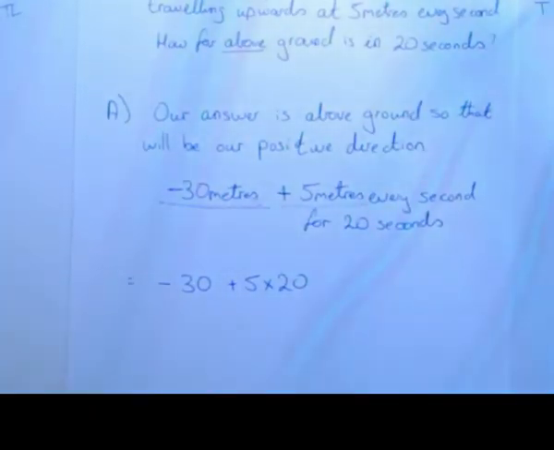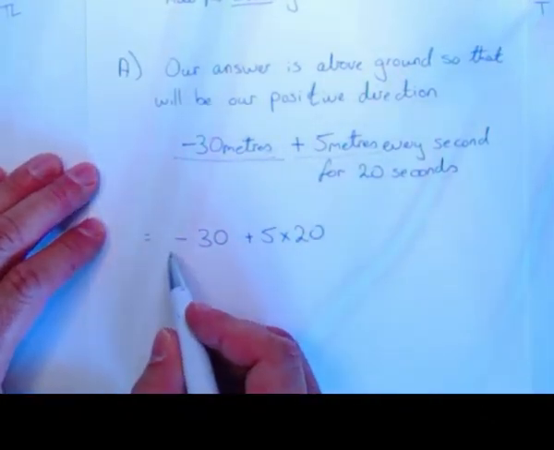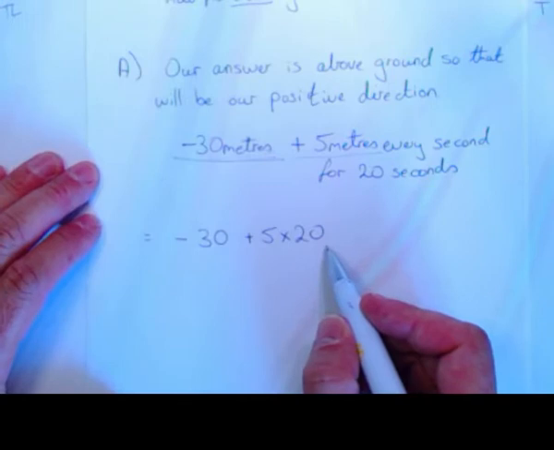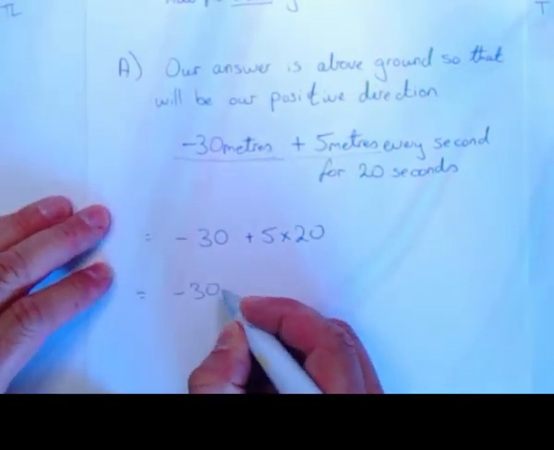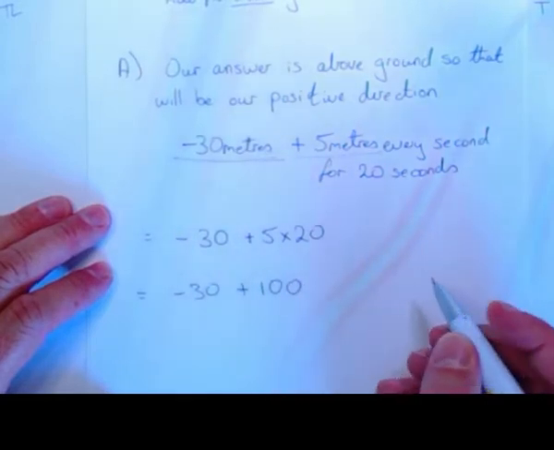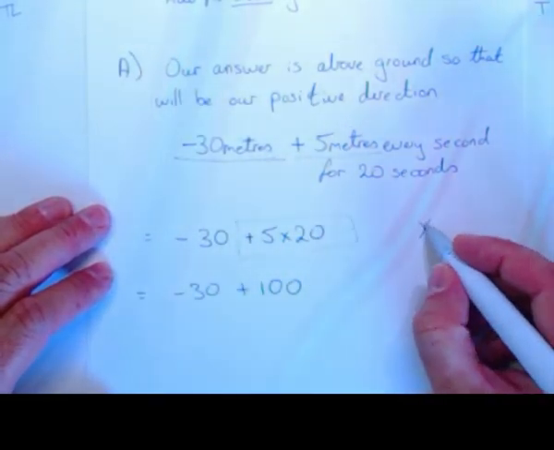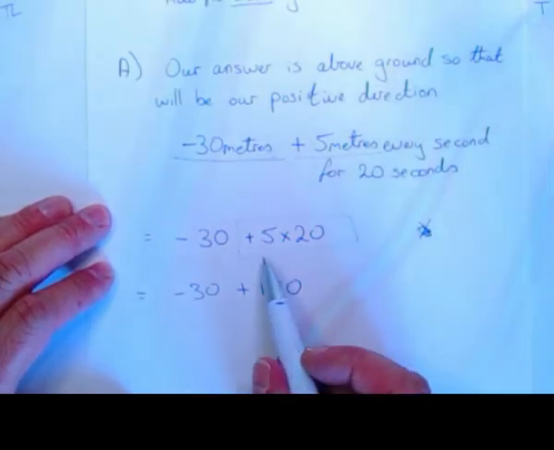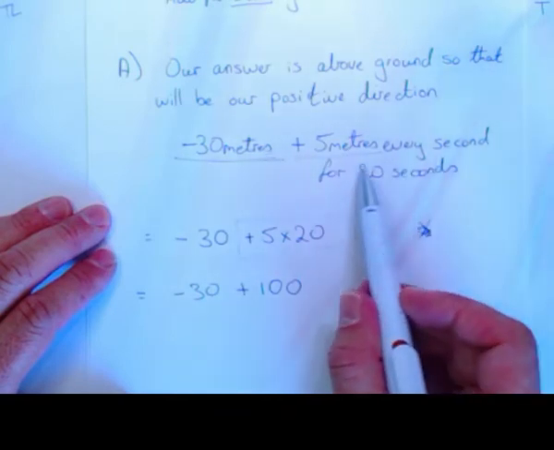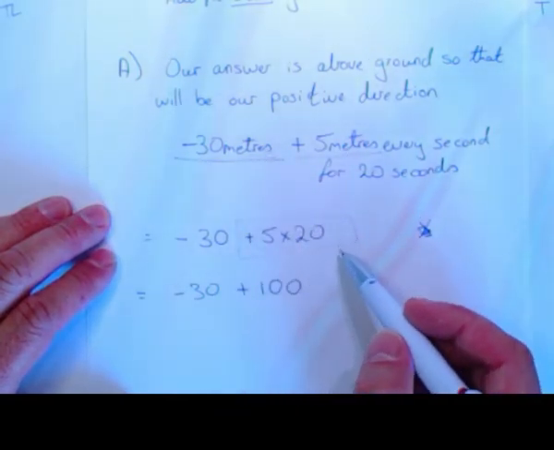So our question, when we write it out in maths notation, is negative 30 plus 5 times 20. So that's going to be negative 30 plus 100. You might not know already that multiplication is always done before adding or subtracting, but it should be reasonably obvious to you here that what we're talking about is 5 meters every second for 20 seconds. So this kind of goes together.